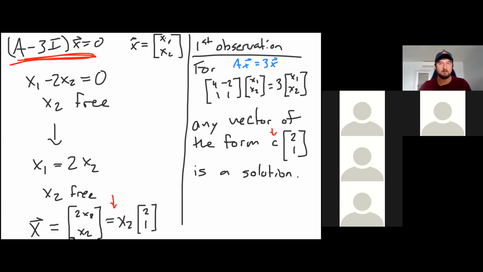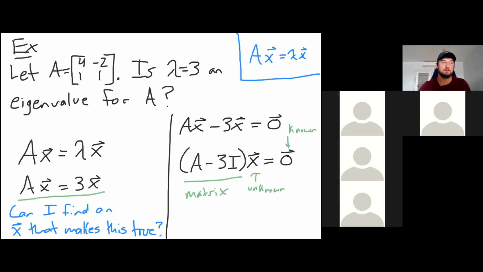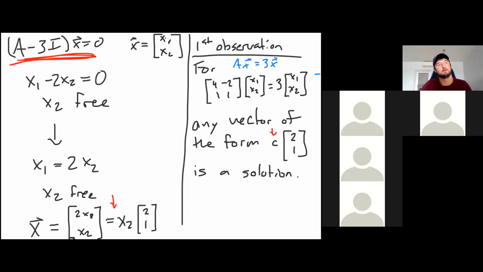So let's go back, recap real quick. Our goal is to figure out if lambda being 3 is an eigenvalue for A, which means that I needed to be able to find some vectors x that solved this equation. A times whatever that vector is has got to be equal to 3 times that vector. Did we do that? Yeah, we did.